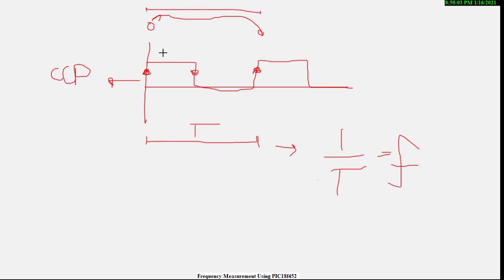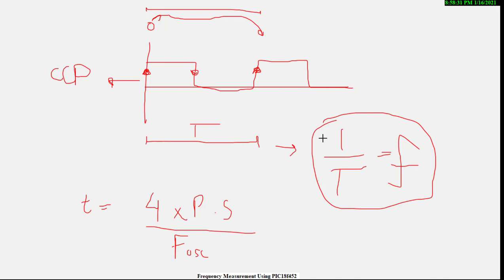Now the timer counts can be easily converted into actual time using the formula: actual time t is equal to 4 multiplied by the prescaler value which we are using, divided by the crystal frequency. By using this formula, we can easily find the time period of the incoming pulse, and when we take the inverse of this time period, we will get the frequency. So this logic will be applied in our mikroC code to measure the frequency of any incoming wave.